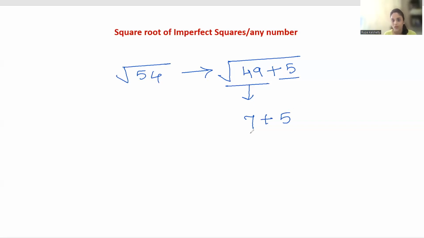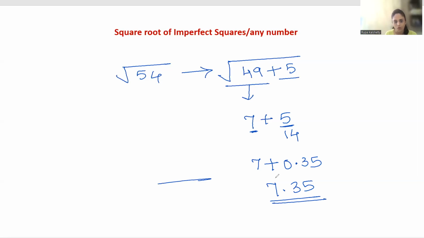And the next step is to double this 7 and divide 5 by that double. So double of 7 is 14, so we are dividing 5 by 14. Now the next step is 7 plus 5 over 14. If you find 5 over 14, it is going to be 0.35. So when you add these two numbers, you get 7.35. This should be the square root of 54.